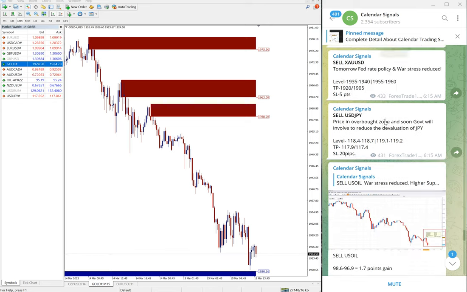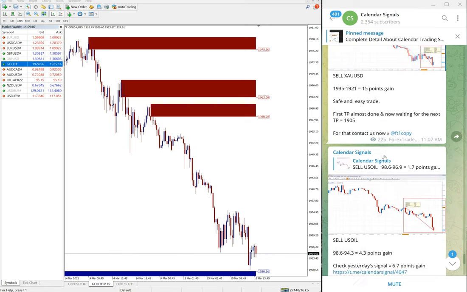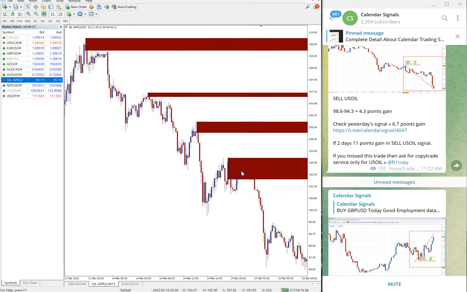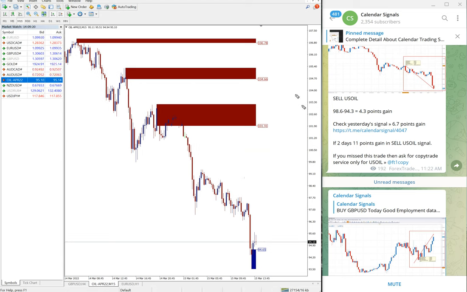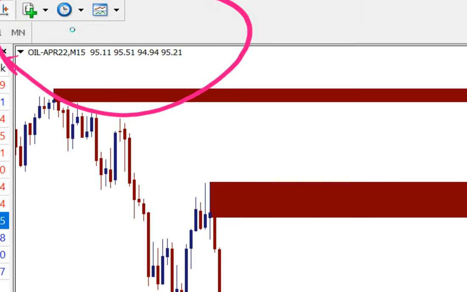And today we gave these four signals, as we said: sell US oil, buy GBPUSD, sell XAUUSD and sell USDJPY. All four signals performed today. And US oil made very good profit. The US oil signal made the most profit today. The entry at 98.6, as we have given in the signal message. And you can see here the US oil 15 minutes chart opened here.